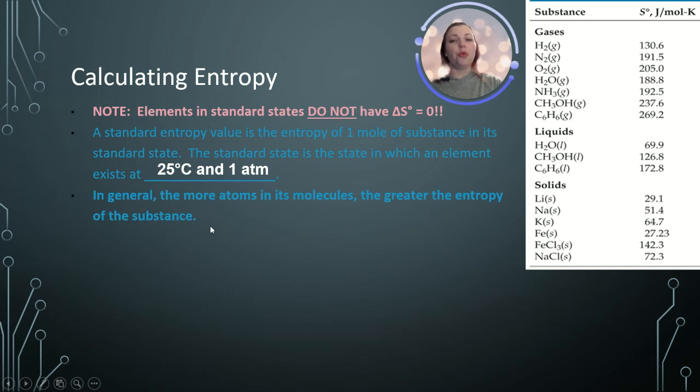In general, the more atoms in a molecule, the greater the entropy of the substance. And this is actually, I think, a little more straightforward to understand. So if we look at the liquids here, you can see that we've got water with 3 atoms, and that's got a standard entropy of 69.9. Methanol has got 4, 5, 6 atoms, and that's 126.8. And then here we've got C6H6, and that's got 12 atoms, and that's 172.8.